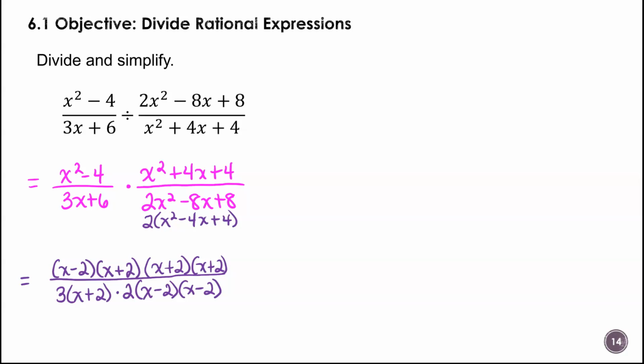Now it's time to remove all of our common factors. Right, so we have x minus 2, we have x plus 2, and it looks like that's it. Nothing else will simplify, and so we are going to end up with x plus 2 times x plus 2, which I'm going to write as x plus 2 squared, and then in the denominator it's 6 times x minus 2. And that is as simple as we can go.